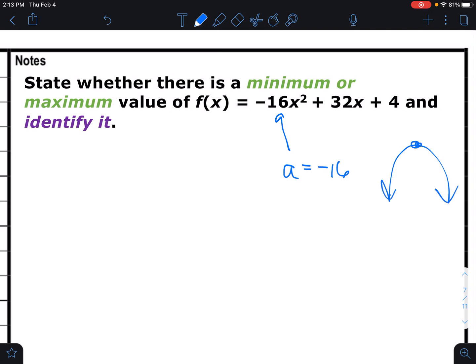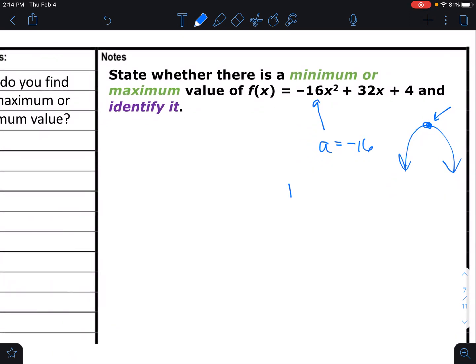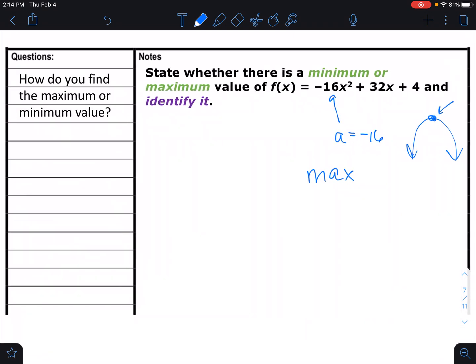So the vertex is going to be right here. This will be the highest point. So we already know just by looking at the a value that this will be our maximum, okay? So now we are going to find the maximum, okay? So let's see. You're going to start by doing x equals opposite of b, so negative 32 over 2 times a. Okay, so we're trying to find the vertex. So here this would give me negative 32 over negative 32, which is 1.